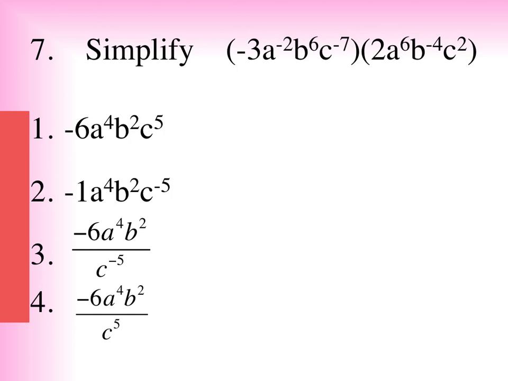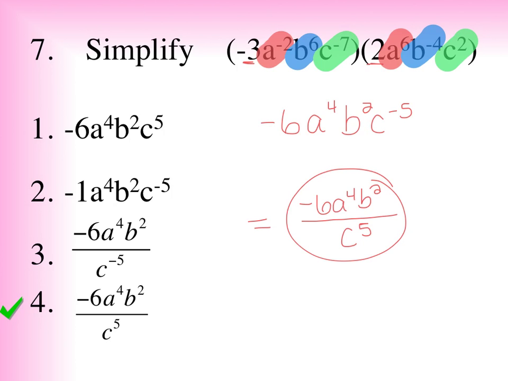And your last practice one, number 7, a little bit more going on, so just be careful. Go ahead and try this one on your own. Just take it one step at a time. Multiply your numbers first, then look at your A's, then your B's, then your C's, and see what answer you come up with here, and then press play when you're ready to check that. So final answer for this one actually should be option 4.